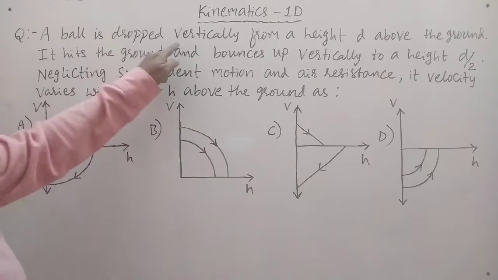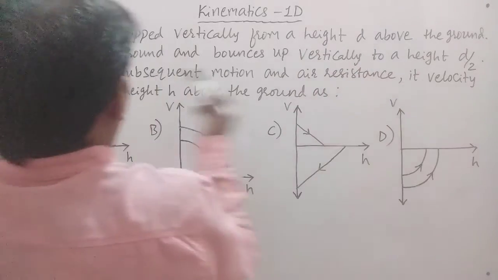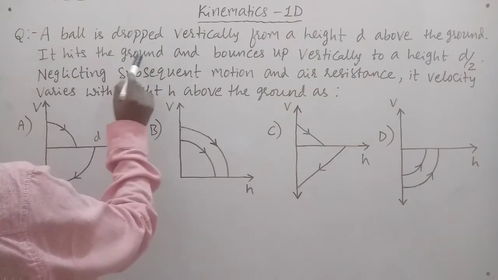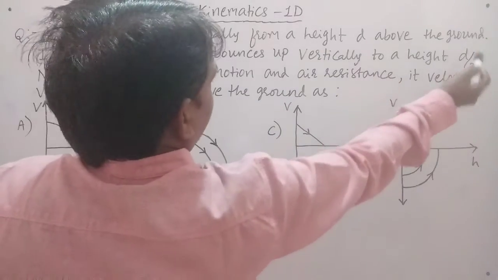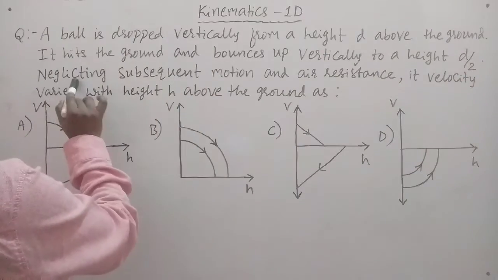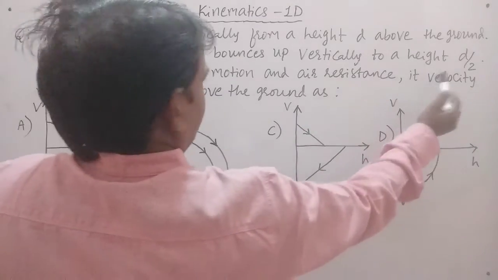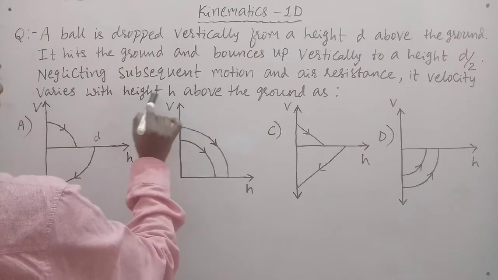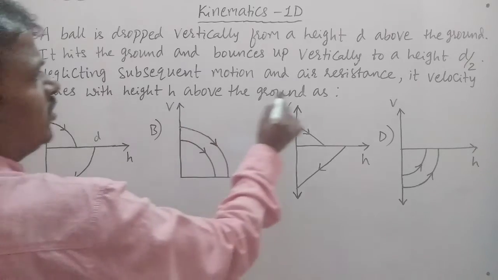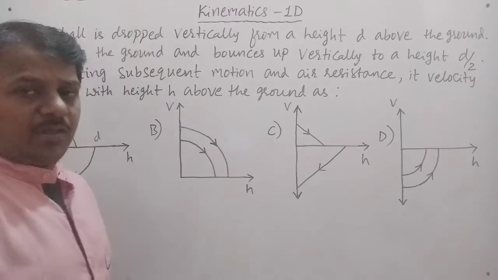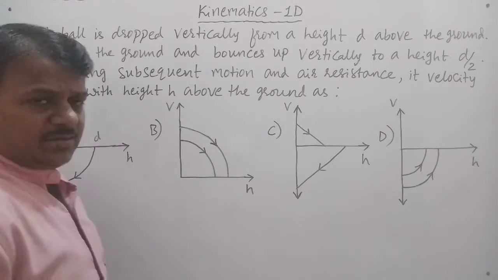A ball is dropped vertically from a height d above the ground. It hits the ground and bounces up vertically to a height d by 2. Neglecting subsequent motion and air resistance, how does its velocity vary with height h above the ground?